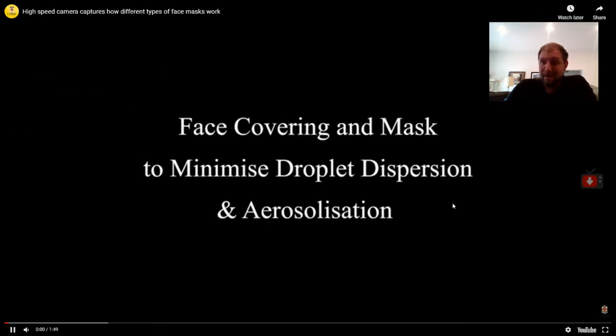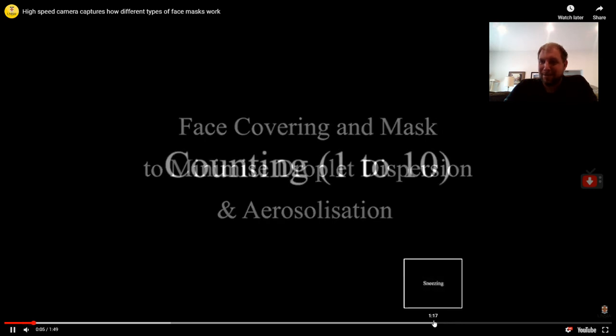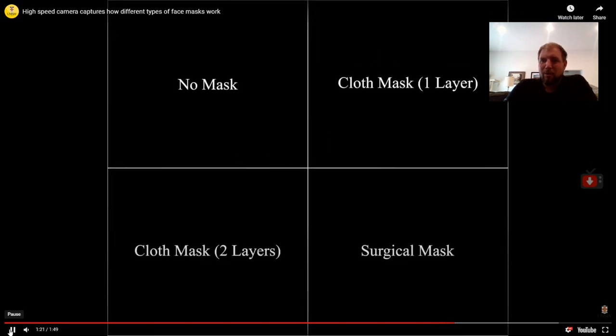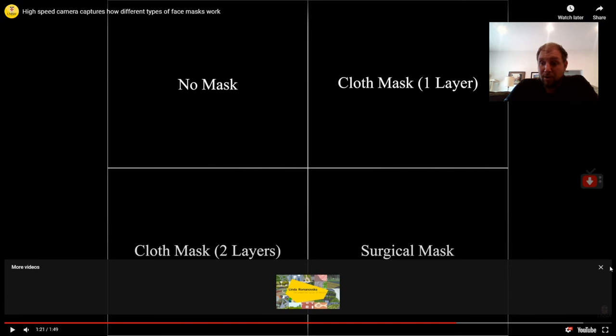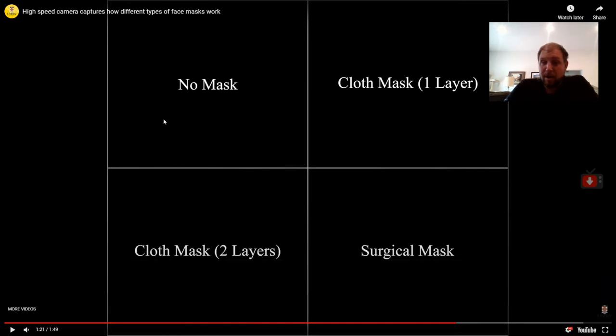I'm going to skip right to the grand finale because we want to be done with this. So here we go. The effect of masks on sneezing. Now, they broke it up into four different categories here, okay? People without a mask, people with a one-layer fabric mask, people with a two-layer fabric mask, and people wearing an official surgical mask, the ones that go over the ears. So let's see what happens when different people sneeze wearing these layers of protection.